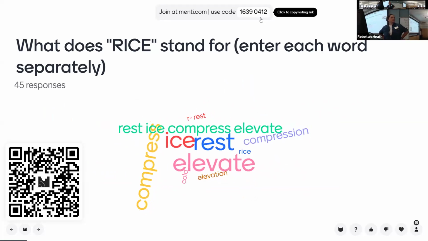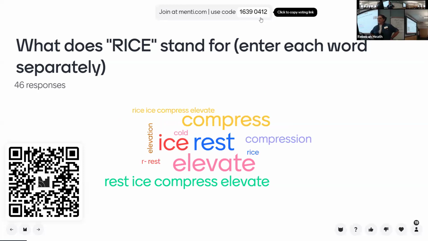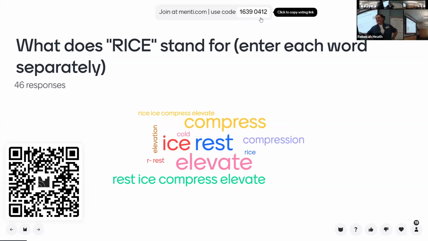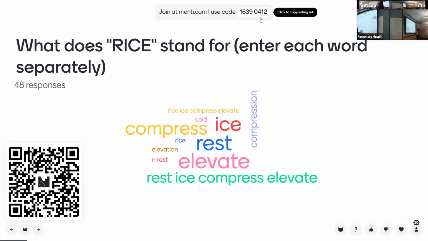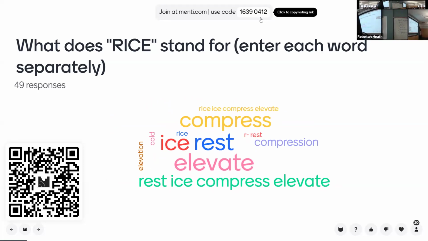You guys are looking pretty good. I like the rest. You guys need to rest. So yes, you got this. Very good job. So we rest. What does rest mean? Don't be on it. You gotta walk to the bathroom or do things, but we don't want people up and moving around a lot. I think especially with ankle injuries, we're going to use that as our example.